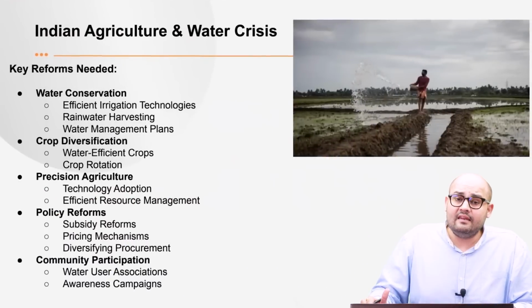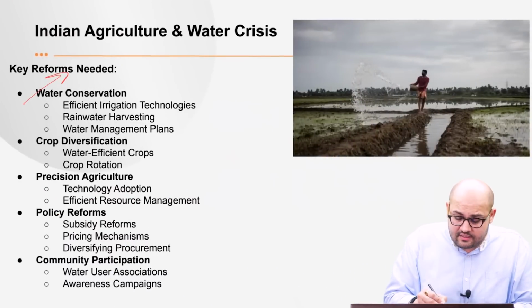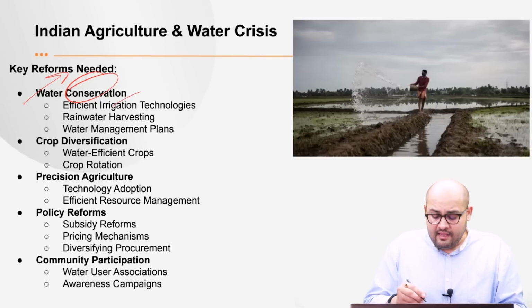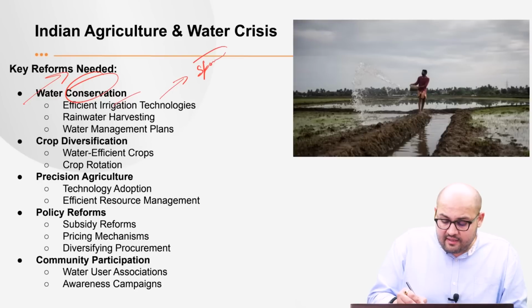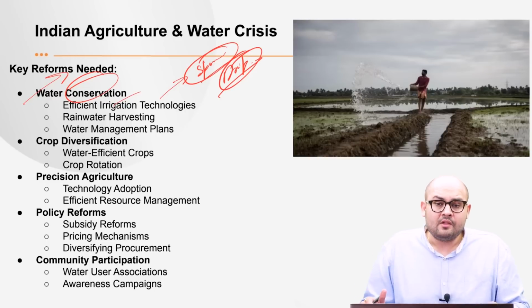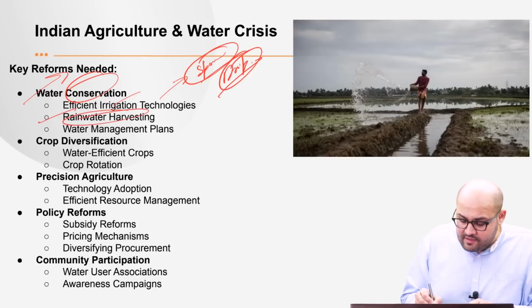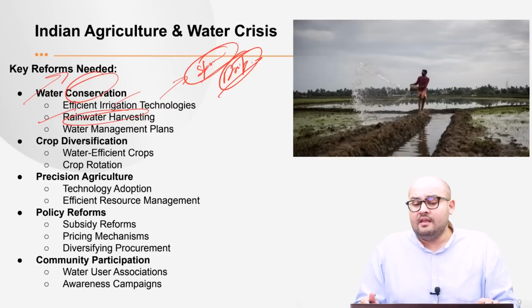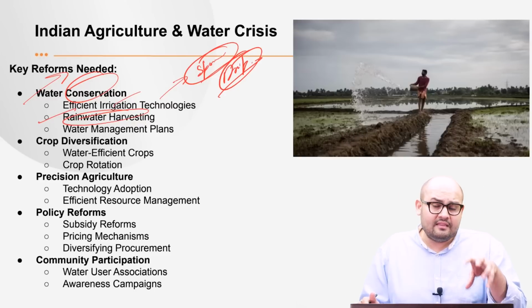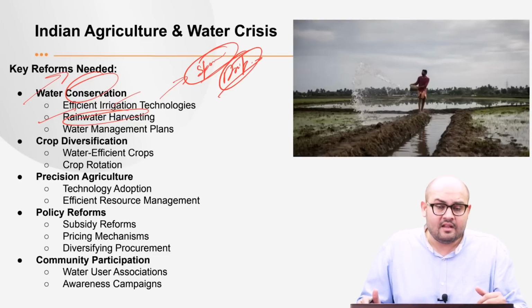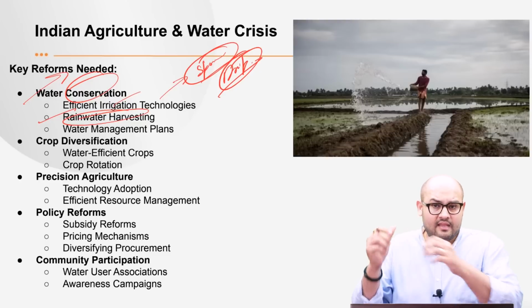Now, what are the key reforms which are needed? See, the first is water conservation measures. We need to employ efficient irrigation technologies. Let's talk about sprinkler irrigation or drip irrigation, right? These measures need to be employed so that there can be minimization of water wastage. Next is rainwater harvesting, very important. Tamil Nadu government has implemented this in Chennai and made it mandatory. So rainwater harvesting has to be done at the individual level and at the community level, right? So that we can utilize this rainwater for Indian agriculture.